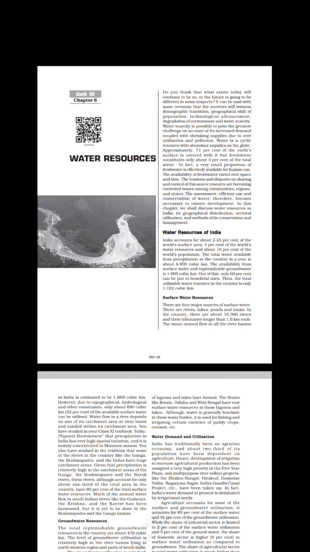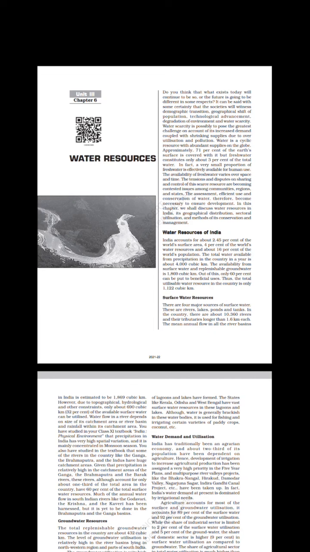India accounts for about 2.45% of the world's surface area, 4% of the world's water resources, and about 16% of the world's population. The total water available from precipitation in the country in a year is about 4,000 cubic kilometers. The availability from surface water and replenishable groundwater is 1,869 cubic kilometer. Out of this, only 60% can be put to beneficial uses. Thus, the total utilizable water resource in the country is only 1,122 cubic kilometers.